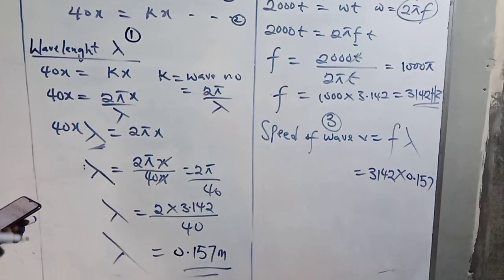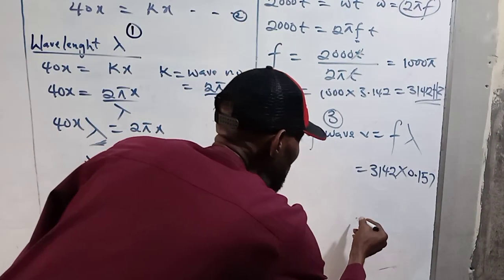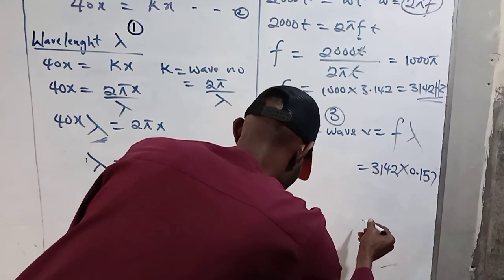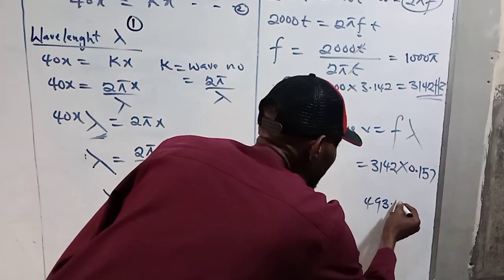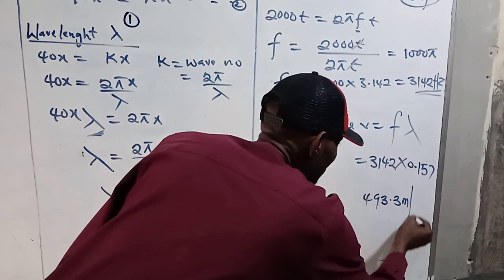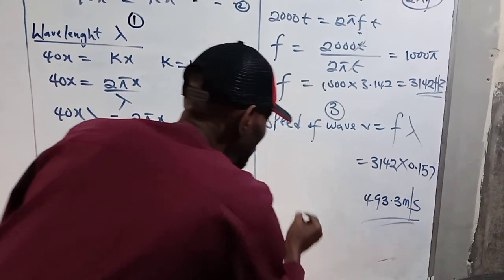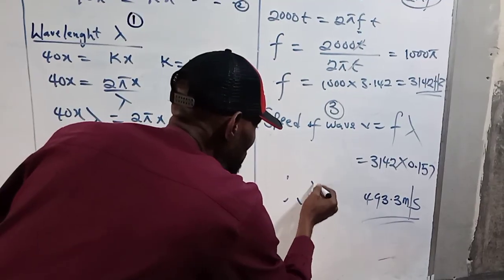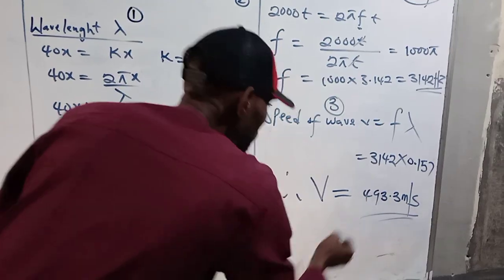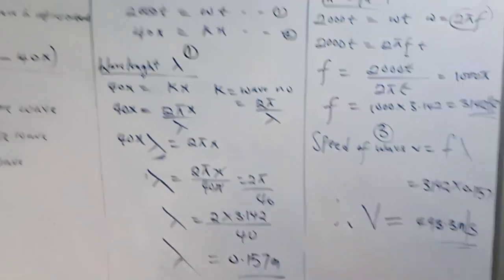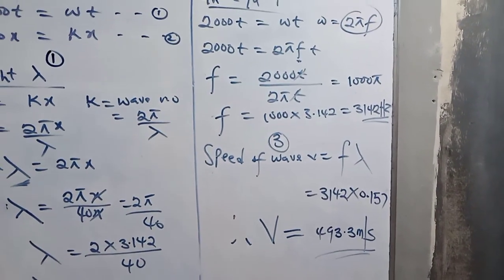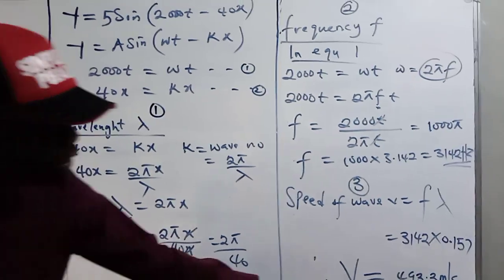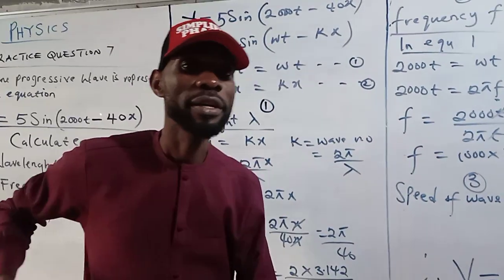That is giving us the speed of the wave equal to 493.3 meters per second. So therefore, the speed of the wave is equal to 493.3 meters per second. Remember, the unit of speed of a wave is meters per second.